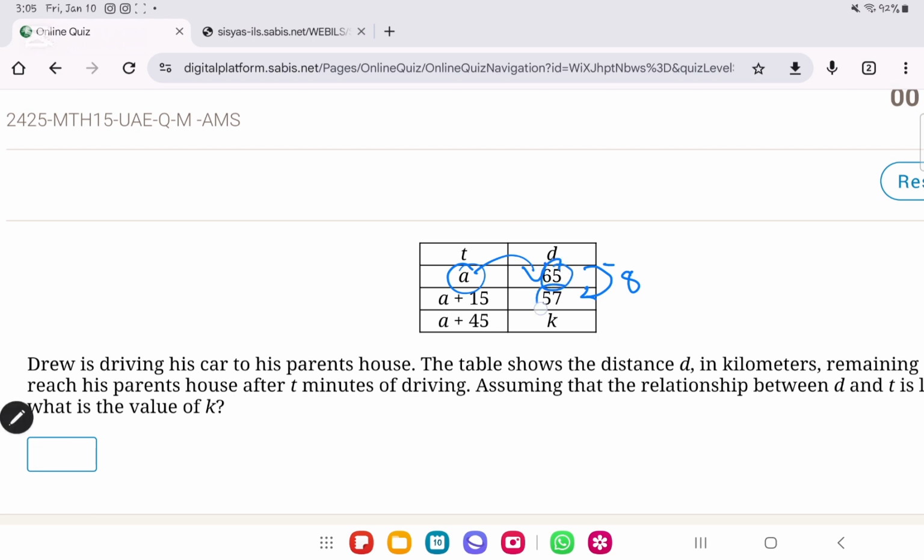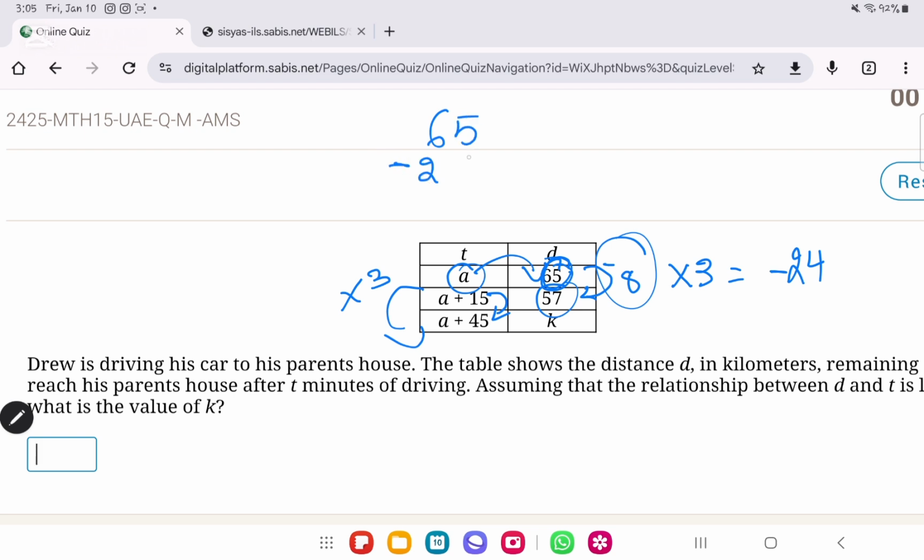So first, 65 to 57, there is a difference of 8, or there is minus 8. So from 65 to 57, we subtracted 8. Then from a plus 15 to a plus 45, we did a multiplication of 3. So 15 became 45 by multiplying by 3. So very simply, that means multiplying this number, minus 8, by 3. And we are then gonna get minus 24. That means we are taking the original number, which is 65, and we are subtracting from it 24. So 5 minus 4 is 1, and 6 minus 2 is 4. So our answer for this one is 41.